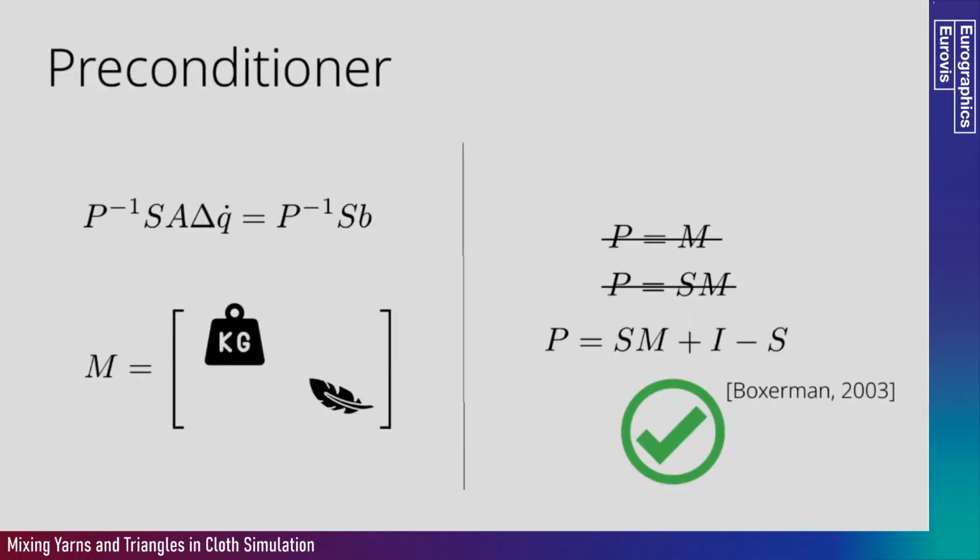This preconditioner must be applied at each iteration of the modified conjugate gradient solver. We have derived an efficient operation that decomposes the preconditioner into a block diagonal matrix and a low rank update. The full details are given in the paper.